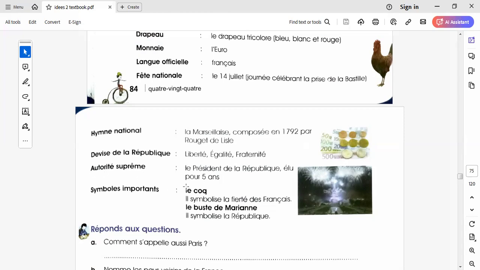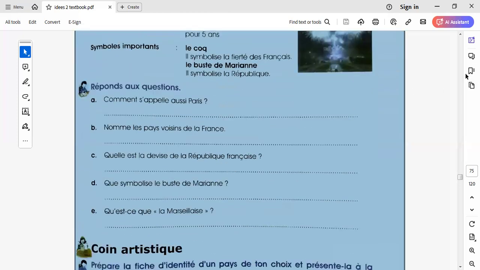Autorité suprême, the supreme authority, le président de la République, the president of the republic, élu pour 5 ans, elected for 5 years. Symboles importants, important symbols are le coq, the rooster. Il symbolise la fierté des Français. It symbolizes the pride of French. Le buste de Marianne, the bust of Marianne. Il symbolise la République. It symbolizes the Republic. Now, for this, we have some questions and answers here. Let's do the answers.